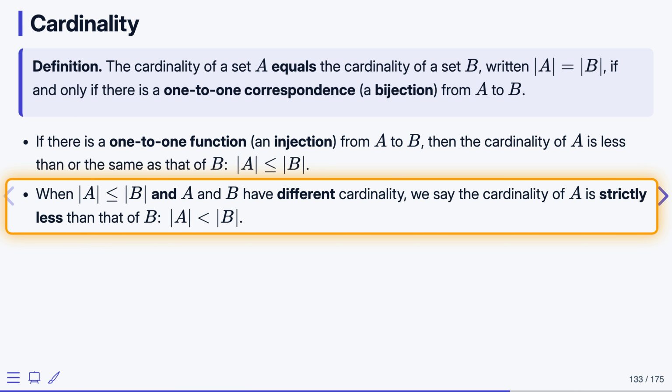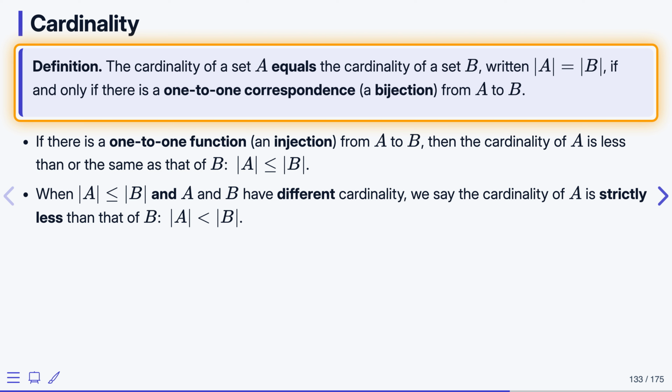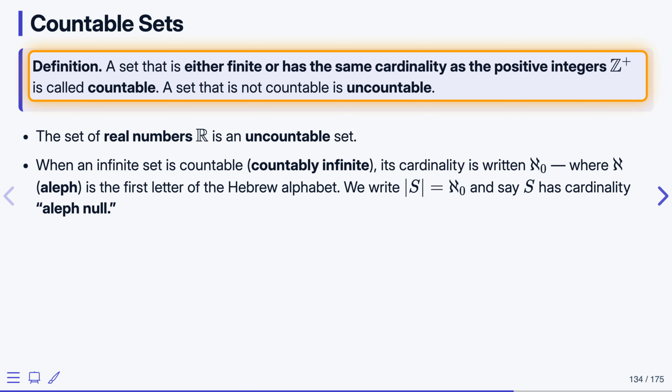Finally, if A is no bigger than B, but the two sets do not have the same cardinality, then A is strictly smaller. We write the size of A is less than the size of B. What makes this powerful is that it works even for infinite sets, where plain counting is impossible. Now we can classify infinite sets.